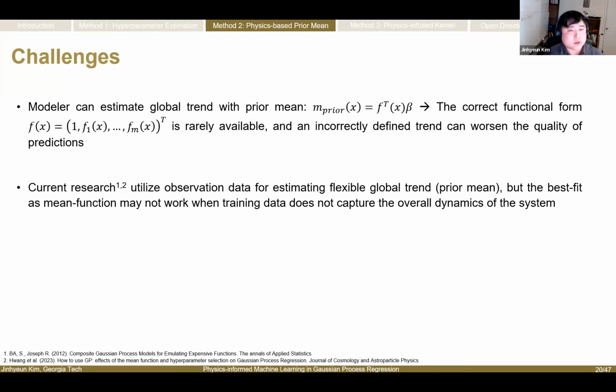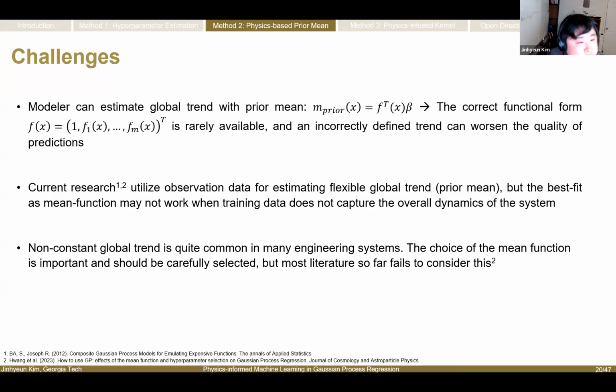Current research utilizes the observation data for estimating a flexible global trend, but it solely relies on the observation data. But the best fit to the observation data as the mean function may not work well when the training data does not capture the overall dynamics of the system. However, a non-constant global trend is quite common in many engineering systems. Therefore, the choice of the mean function is important and should be carefully selected, but most literature fails to consider this.